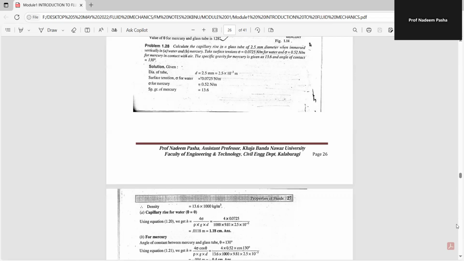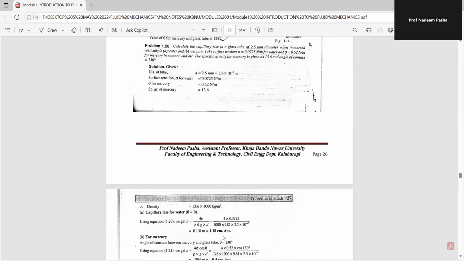Now, first case, capillary rise for water, theta is equal to 0. So, using this equation, H is equal to 4 sigma cos theta divided by rho g D, cos 0 is 1. So 4 sigma, that is surface tension for water, 0.0725. Rho is 1000, g is 9.81, D is 2.5 into 10 raised to minus 3. So if you solve it, it comes out to be 0.118 meter or 11.8 centimeter.